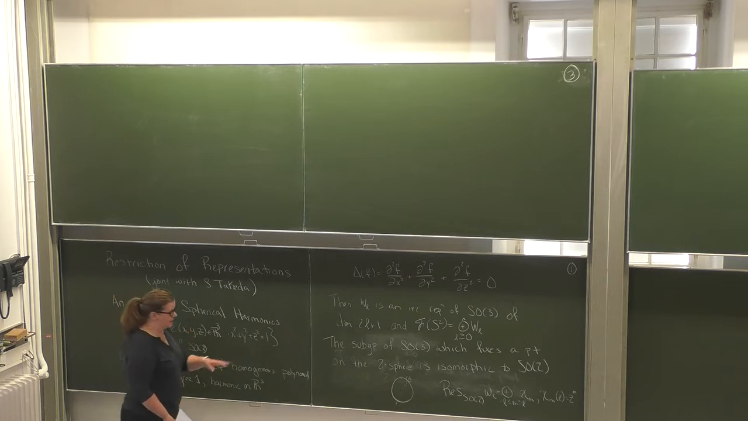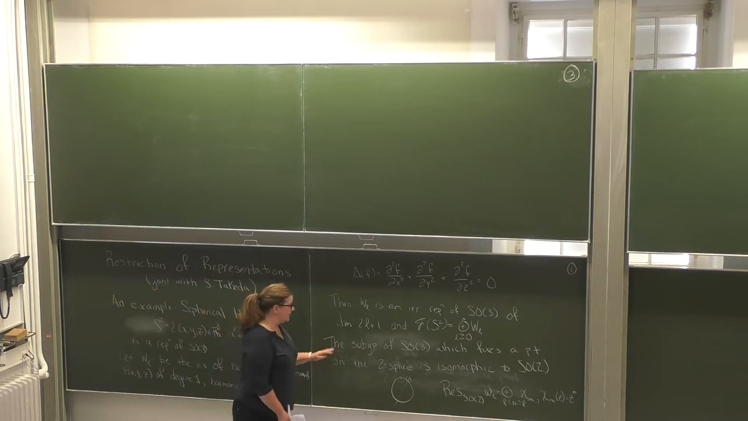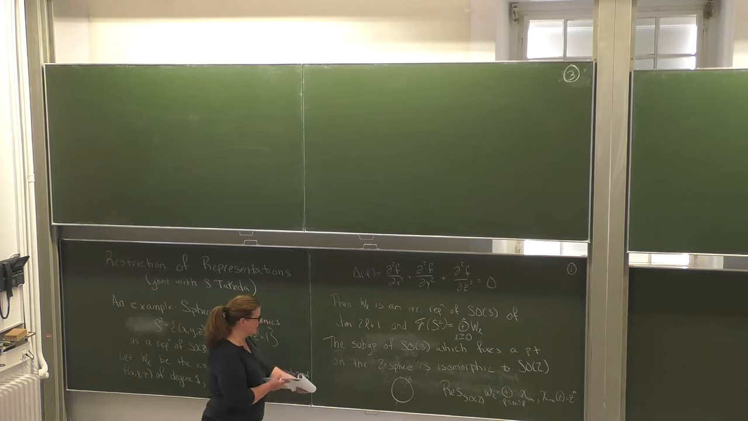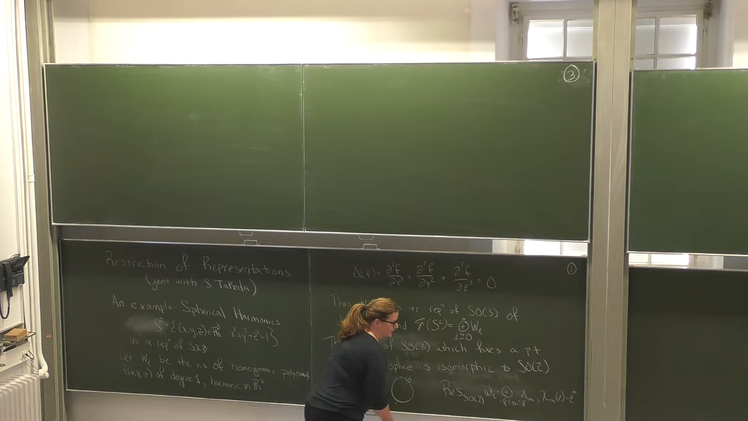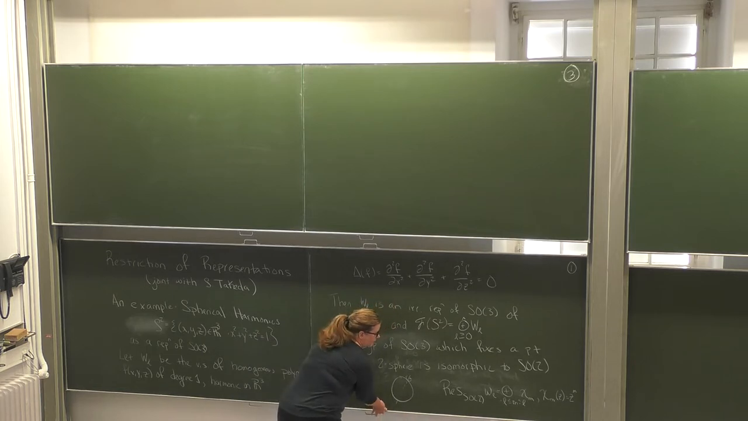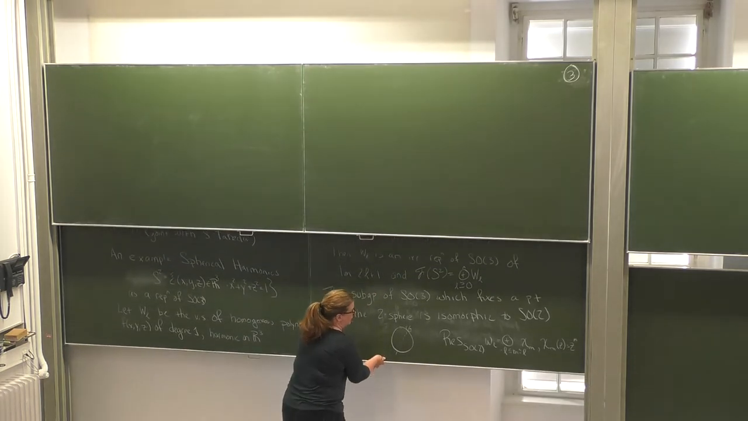It decomposes as such. In fact, he showed that the subgroup of SO3 which fixes a point on the two-sphere is isomorphic to SO2, so the circle, and it decomposes into linear characters, where z to the m is like a root of unity.